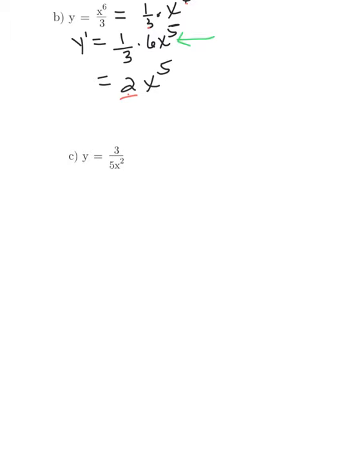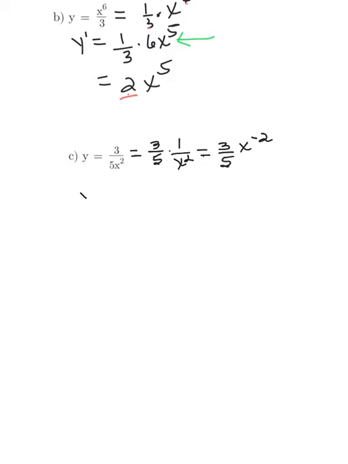On example C, we have y equals 3 over 5x to the 2nd. Let me rewrite this a little bit to help you see what's going on. We could rewrite this to be 3/5 times 1 over x squared. Those two things are equivalent to each other. And remember that in order to use our power rule, x squared needs to be in the numerator. So we are going to rewrite it one more time as 3/5. Now if I move that to the numerator, it becomes x to the negative 2. Now we are in the proper format to use our rules.